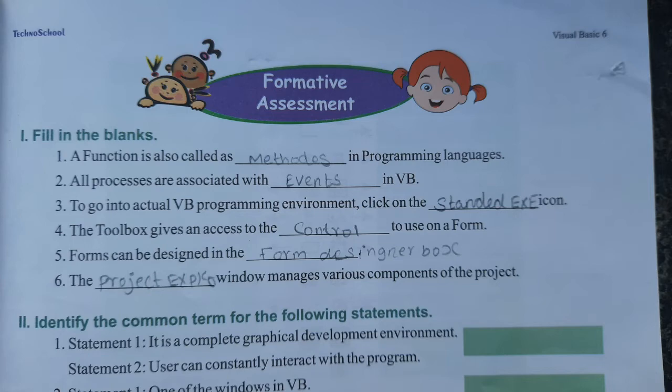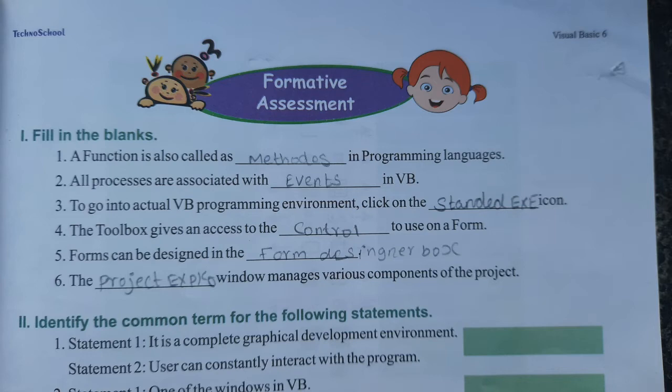Sixth one, the dash window manages various components of the project. Various components means we have a coding window, properties window, and form window. The answer for this question is Project Explorer. The Project Explorer window manages various components of the project. If you want to switch over to other components of the Visual Basic programming environment, you can go to the Project Explorer window.